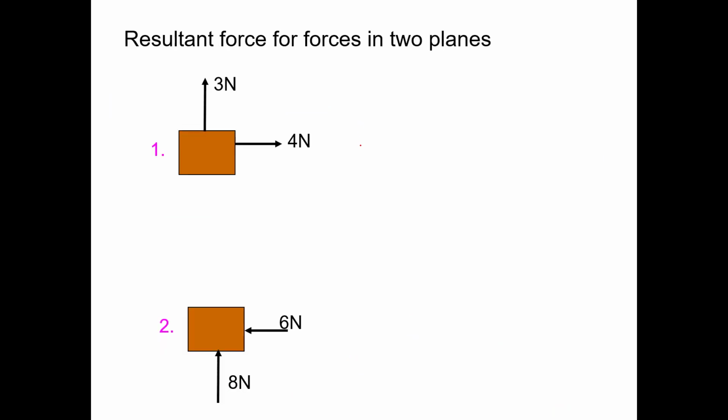So if you're having two forces or more forces acting in the two planes, by the planes I mean either vertical or horizontal, what do we do in this case? For example, in example number 1, the question is the same: calculate the resultant of forces acting on the objects below.